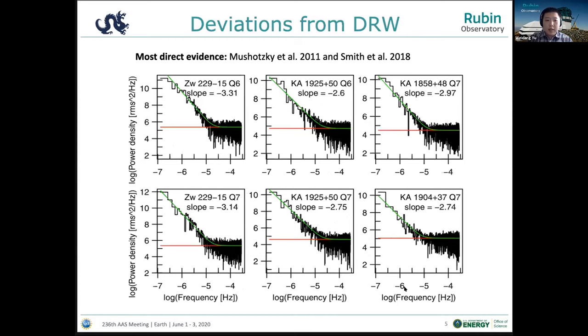But not long after the DRW gained popularity, there was evidence showing deviations from the DRW. One of the most direct is from Kepler: Mushotzky et al. 2011 used the light curves from Kepler of a few closely monitored AGN to show that the best-fit slope of the PSD at high frequency is steeper than minus two, as predicted by a DRW model. Many other works have reached this result from different perspectives.